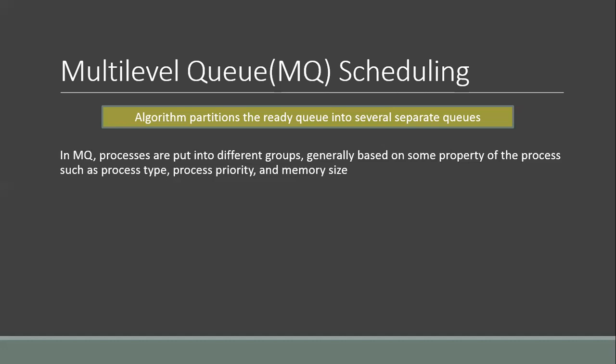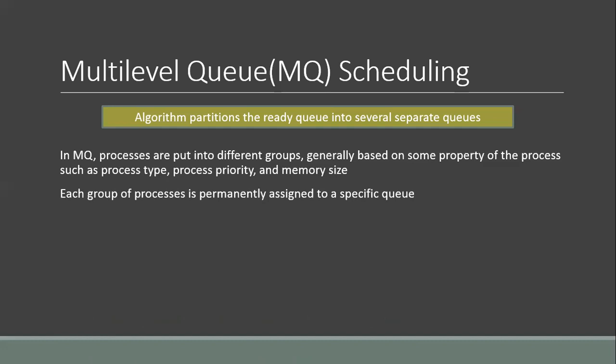Similarly, low priority processes and high priority processes can also be put into different groups. And likewise, based on memory requirements, processes can be classified into different groups. The processes which need more memory can be put into a different group, and the processes which need less memory can be put into another group.